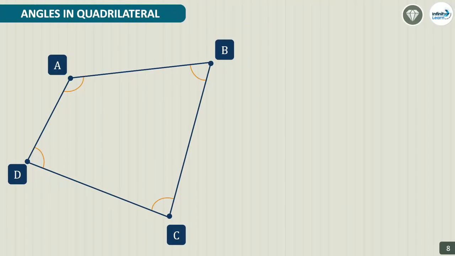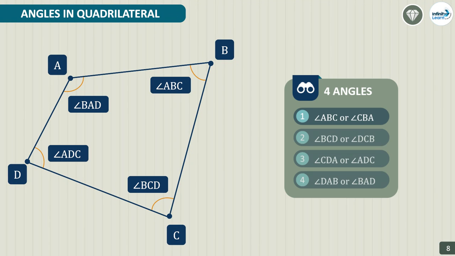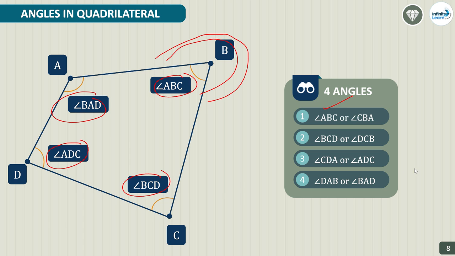Okay. Now angles in a quadrilateral. What are the angles in a quadrilateral? There are four angles in a quadrilateral. Angle ABC, angle BAD, angle ADC and angle BCD. ABC can be written as ABC. If we go from here, it is ABC, and if we read from here, it is CBA. Similarly BCD and DCB, CDA and ADC, DAB and BAD. Clear each and everything?